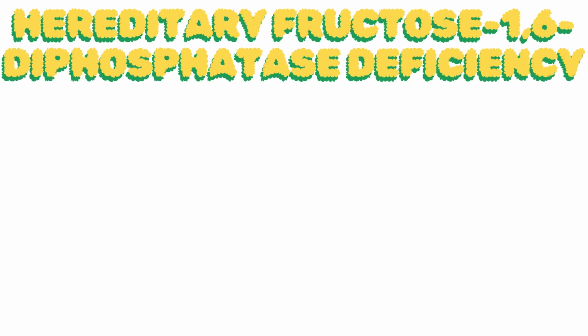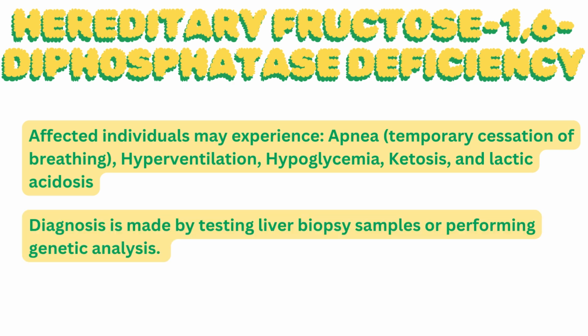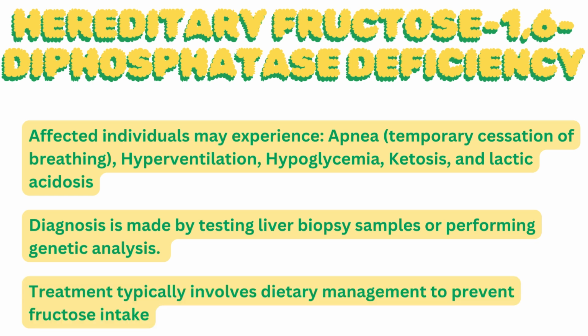The third disorder is hereditary fructose 1,6-diphosphatase deficiency, which causes an even more severe block in gluconeogenesis. Affected individuals may experience apnea, temporary cessation of breathing, hyperventilation, hypoglycemia, ketosis, and lactic acidosis. Diagnosis is made by testing liver biopsy samples or performing genetic analysis. Treatment typically involves dietary management to prevent fructose intake.